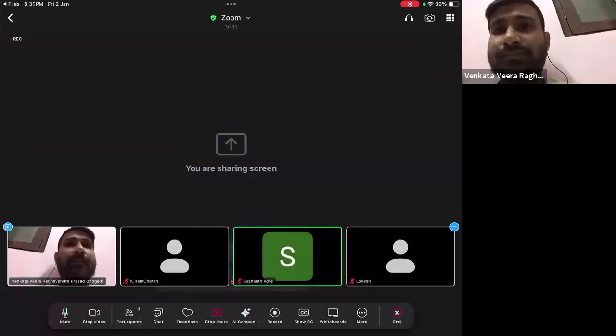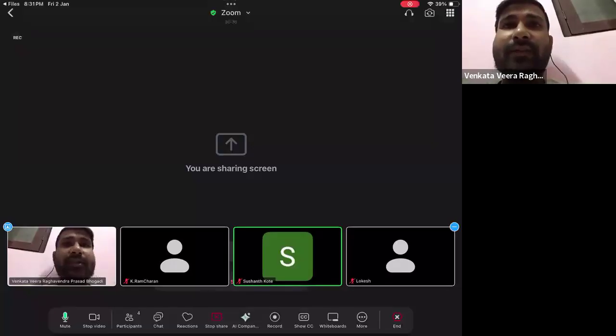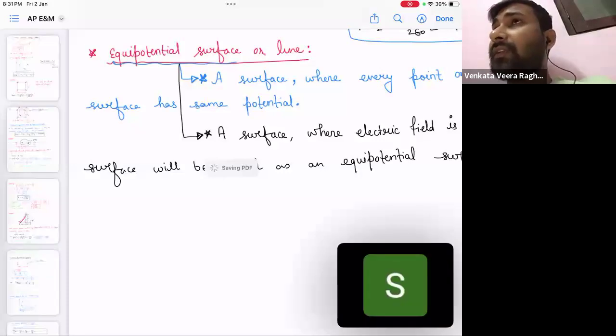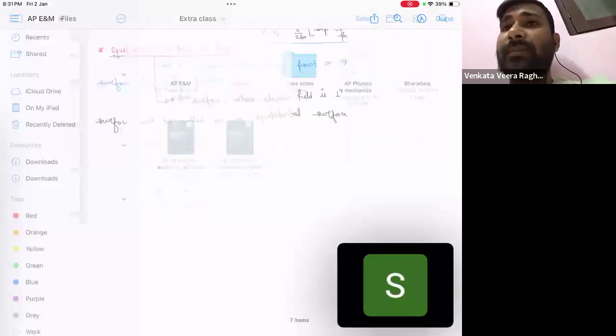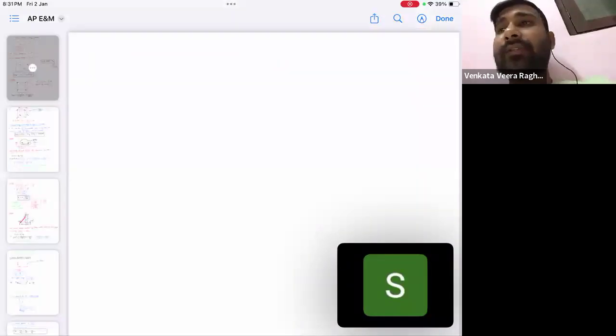Right, so clear. An equipotential surface is a surface where every point on the surface is in such a way that the electric field is always, 100%, perpendicular to the surface. Clear? So that's why this happened.